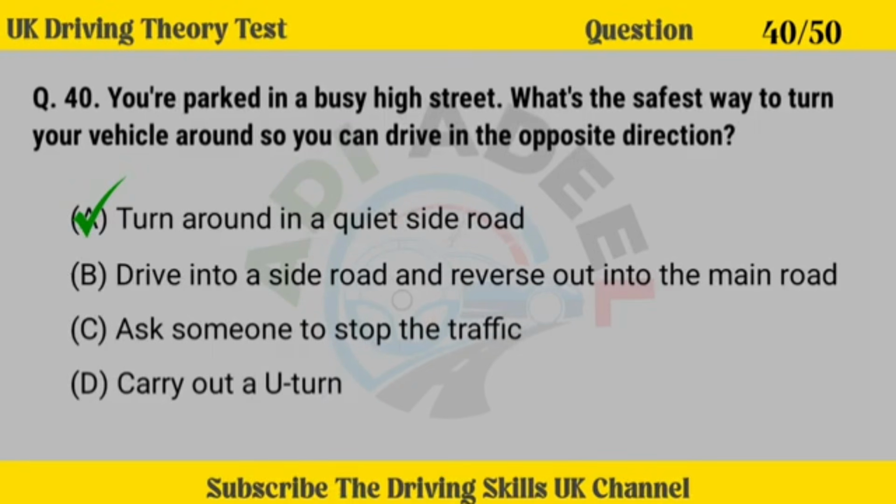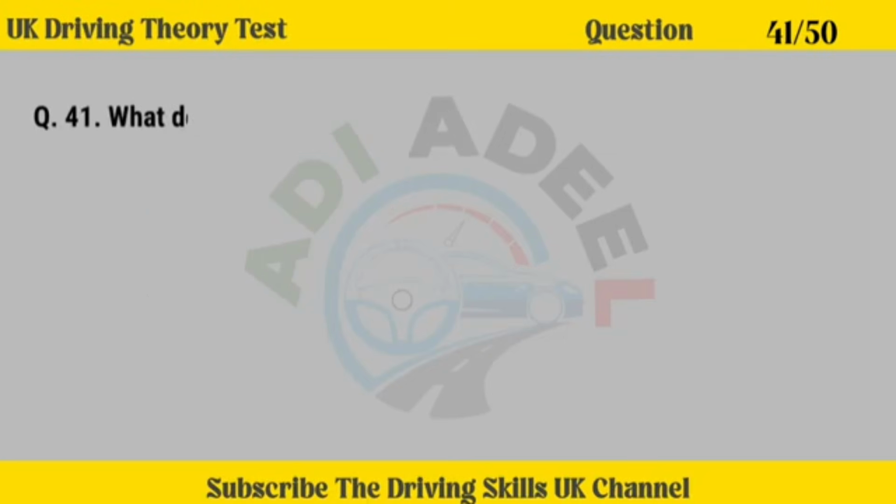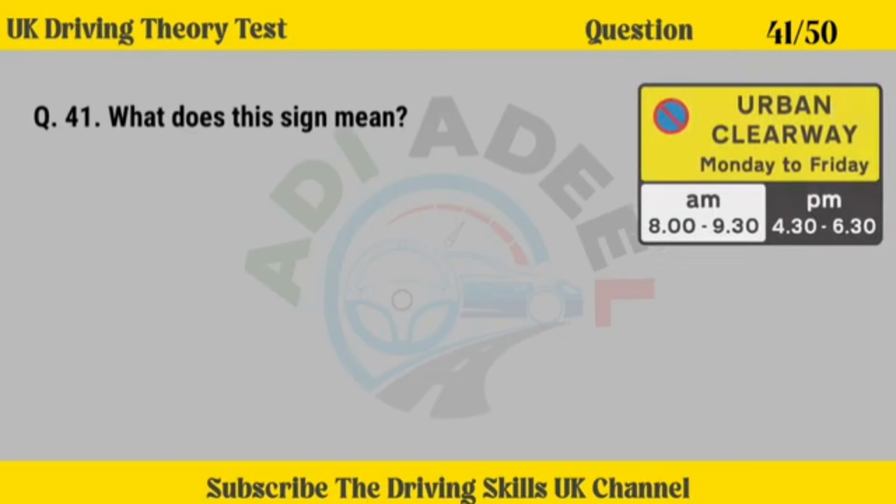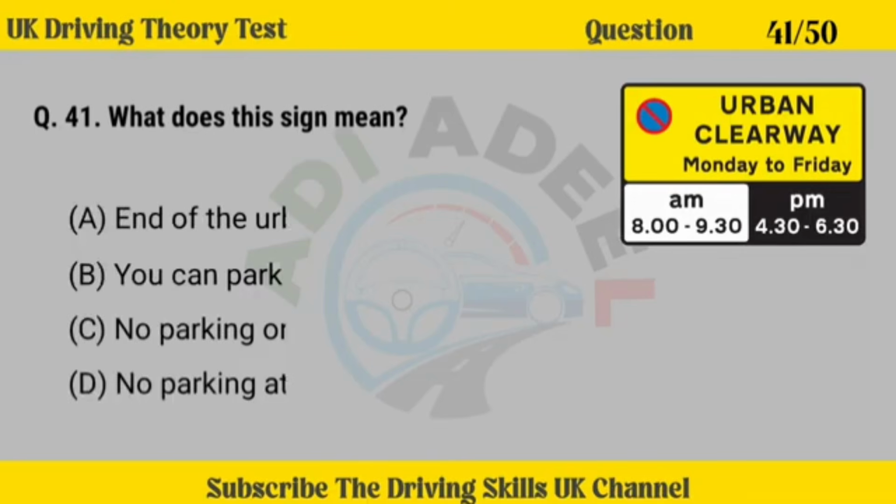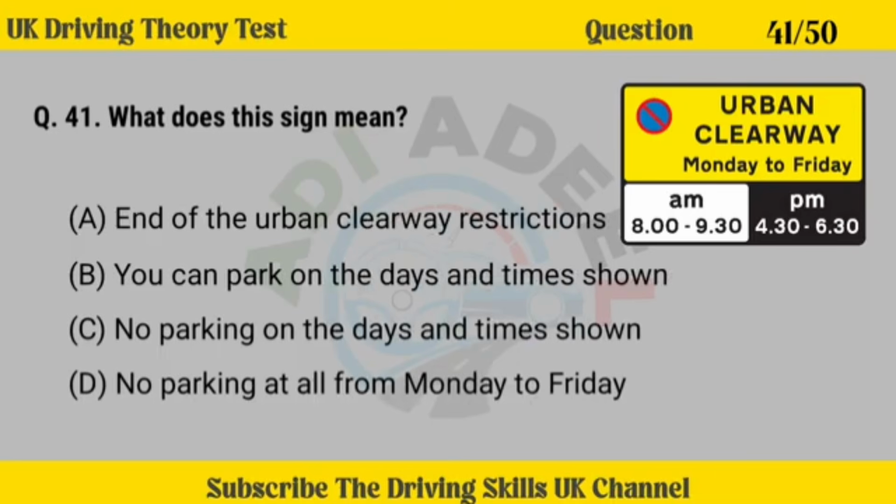The right answer is A. Turn around in a quiet side road. Question 41. What does this sign mean? A. End of the urban clearway restrictions.